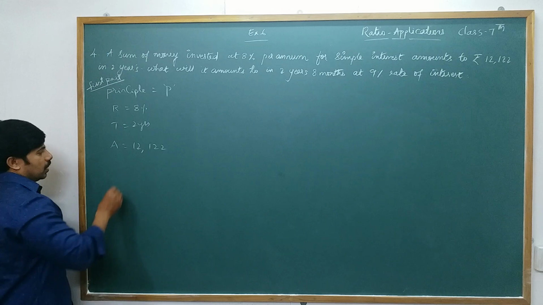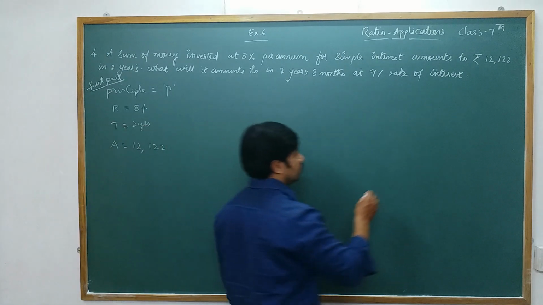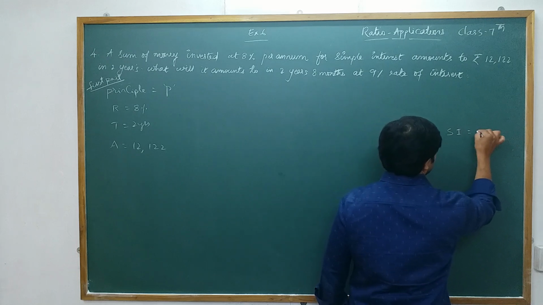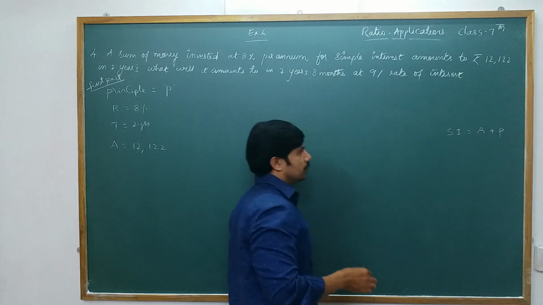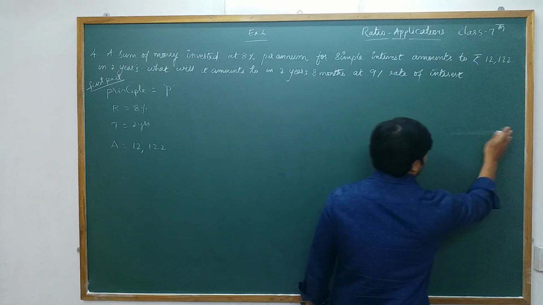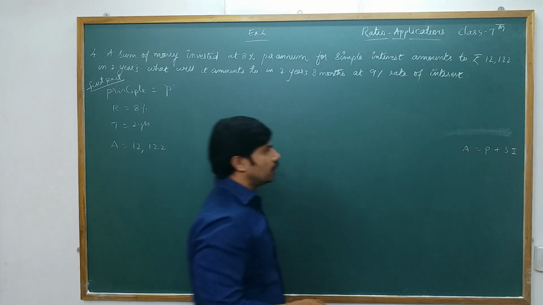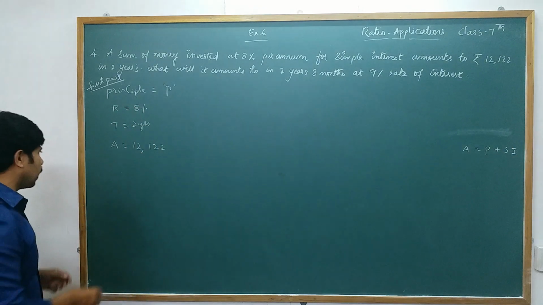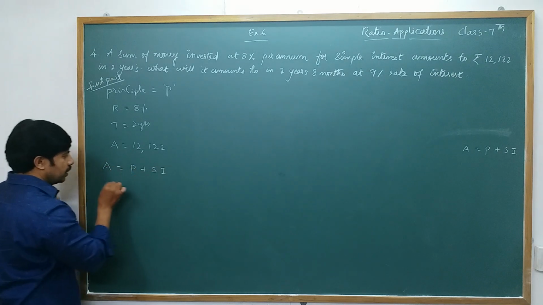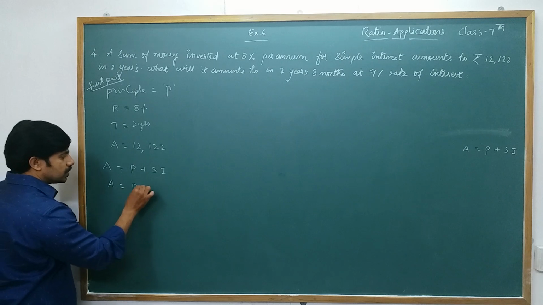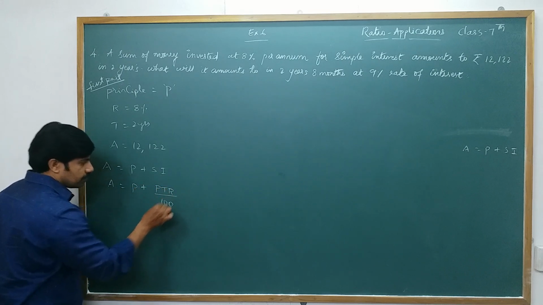See, what is amount? Amount is equal to P plus SI. So I will write that now. Amount is equal to P plus, what is SI? SI is PTR by 100.